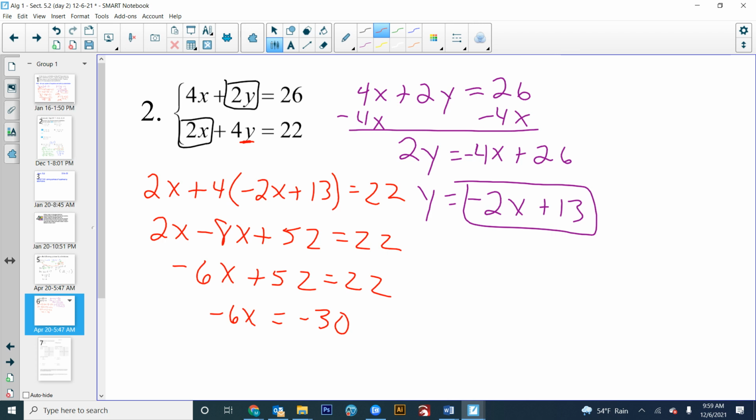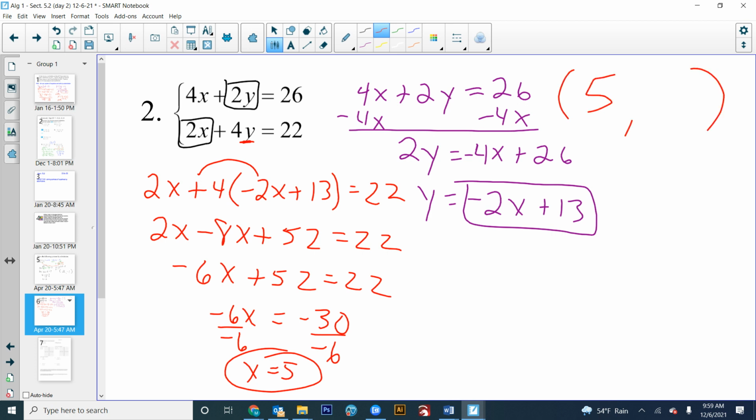Where are you at, Braden? Or 2x. Right here? Yeah. What's 4 times negative 2? Negative 8. That's why. Okay, go ahead, Dorian. Finish it off. Divided by negative 6. Positive. Now, guys, that's the hard part's done, I think. Once we get that first variable, I think that's the hard part. Does everybody agree?